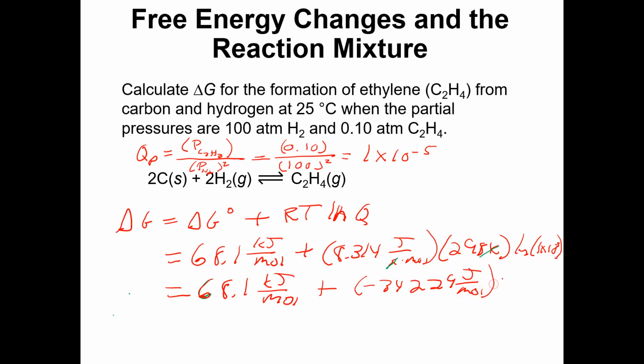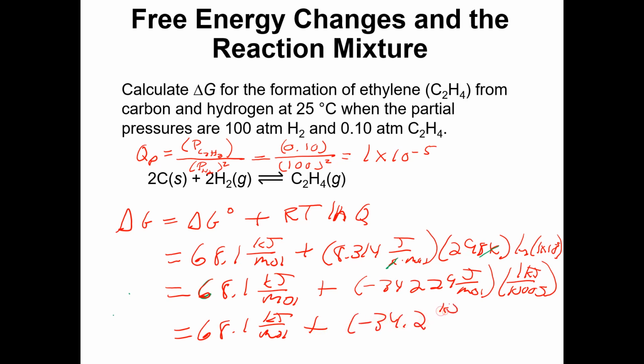per mole. But we need to convert this to kilojoules, so we have 1,000 joules per 1 kilojoule. So if we then divide this value by 1,000, we have 68.1 kilojoules per mole plus a negative 34.2 kilojoules per mole. And if you add those together, you should get 40 kilojoules per mole.